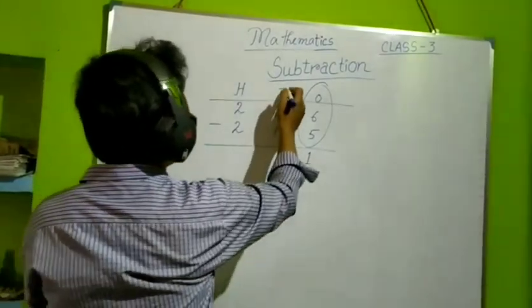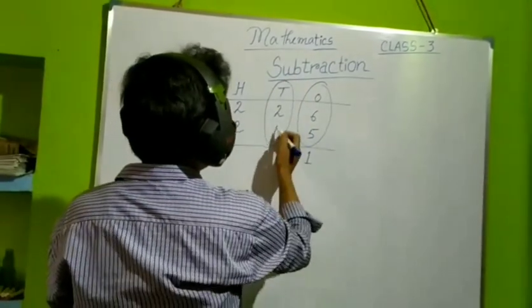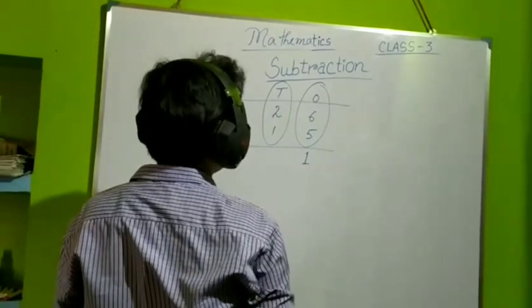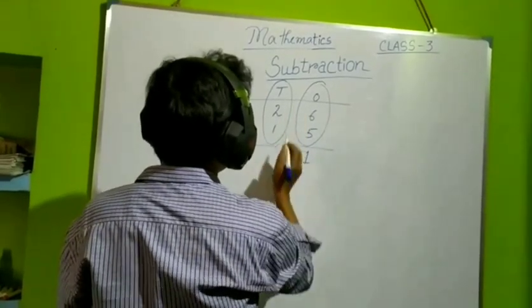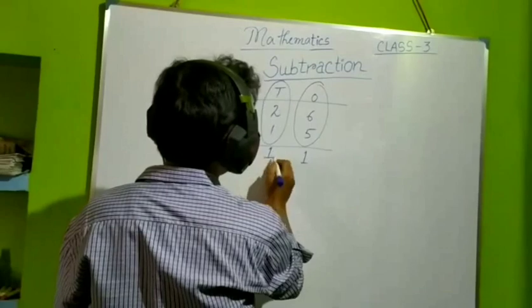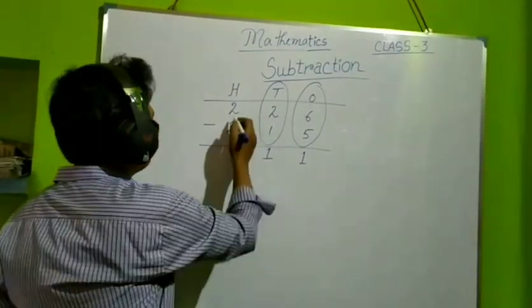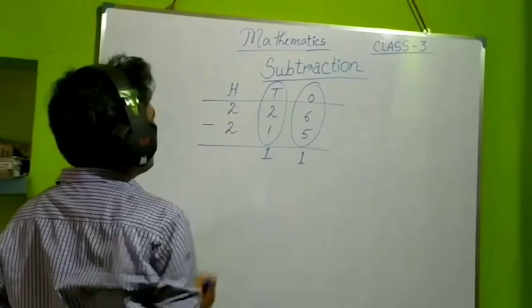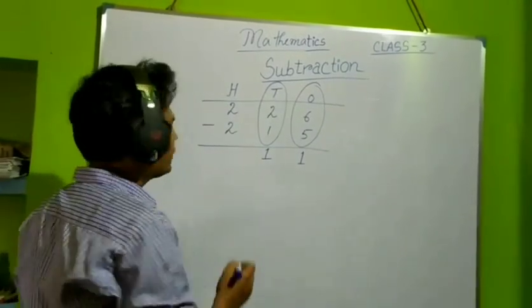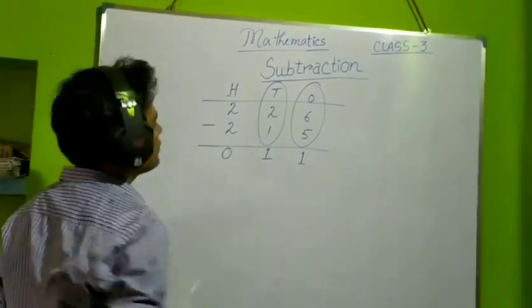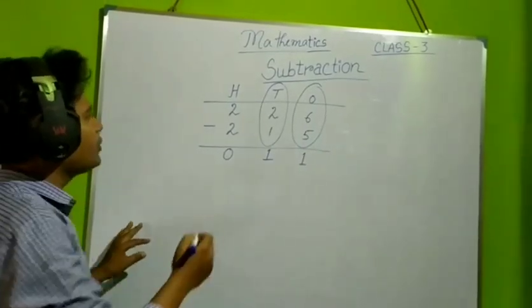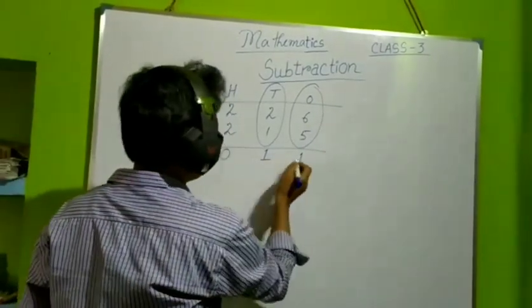Now then you come to the tens place. So 1 is smaller than 2. Then we have to subtract 1 from 2. Here also we get the result, that is 1. And you can see here we have to subtract 2 from 2. As these two numbers are equal to each other, the result will be 0. So the difference between these two numbers is 11.